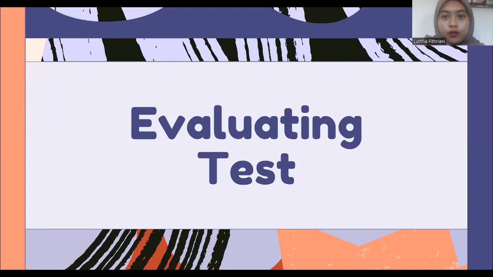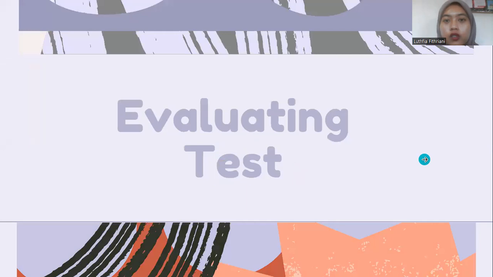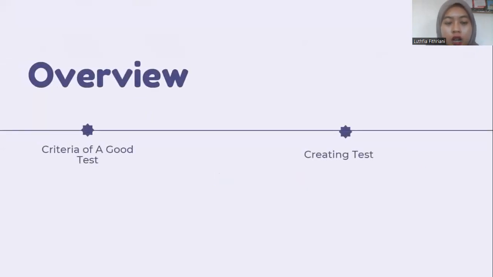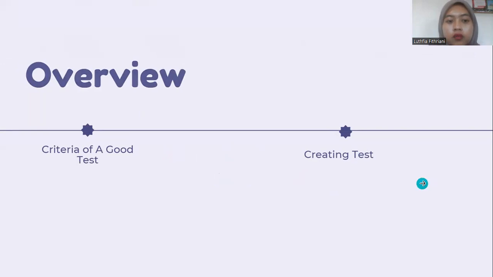So today we are going to learn about evaluating tasks. There are two topics we are going to learn or discuss. The first is criteria of a good task, and the second is creating tasks. Now let's start with the first topic, criteria of a good task.